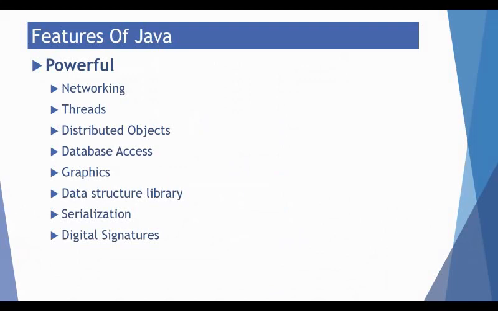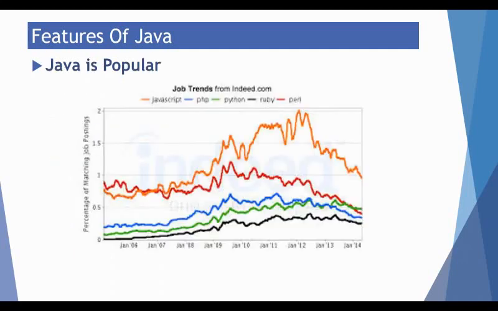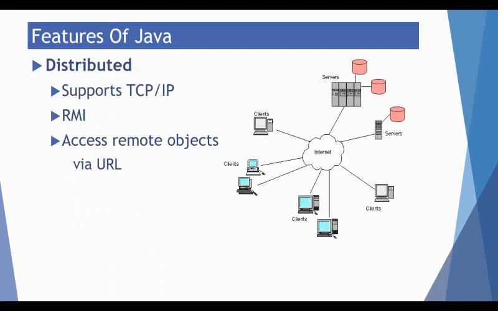Now Java is powerful because it provides you with rich standard libraries, with the help of which you will be able to write programs quicker. You don't have to develop the libraries from scratch. So networking, threads, distributed objects, libraries to access the database, 2D graphics, 3D graphics, a library for collections, serialization, digital signatures, and many more libraries are provided with Java. And Java is popular, we know it.